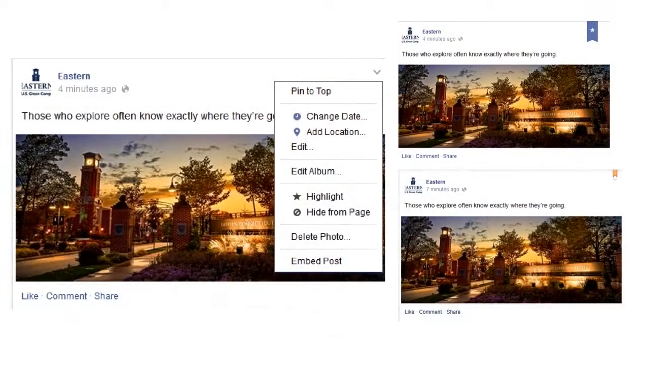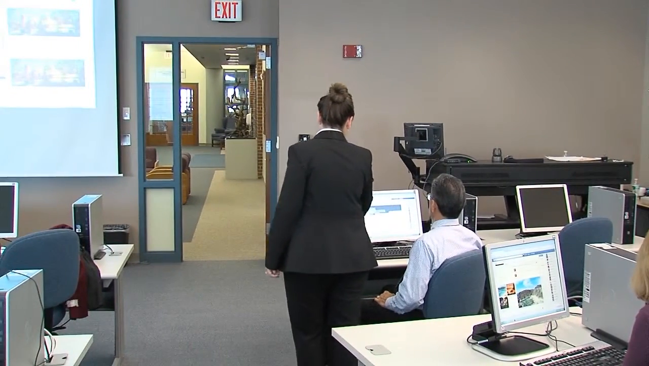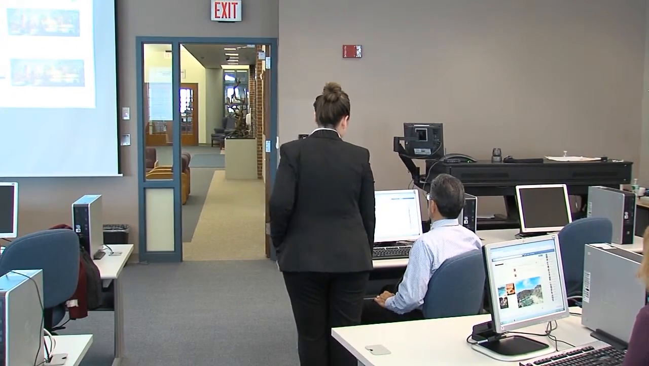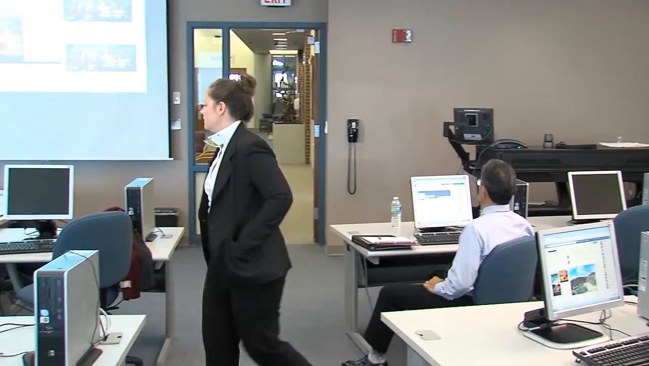So there's a couple different methods that you can use to draw specific attention to a particular post on your page. One of the first things is called highlighting. So go ahead and just write a post. Since we maybe don't have any images, just go ahead and write something in your timeline. So under status, right there, just go ahead and type something.